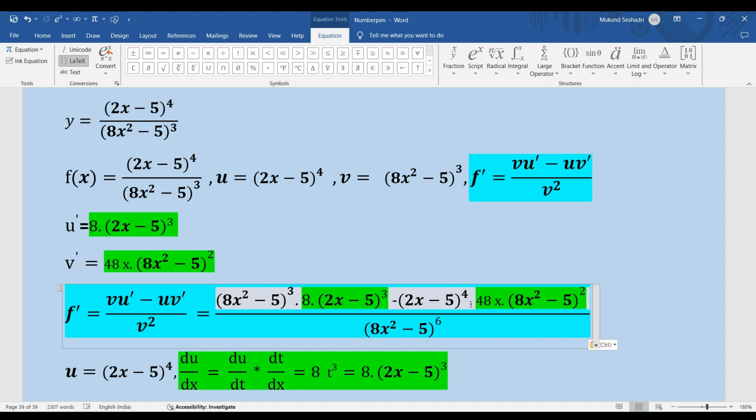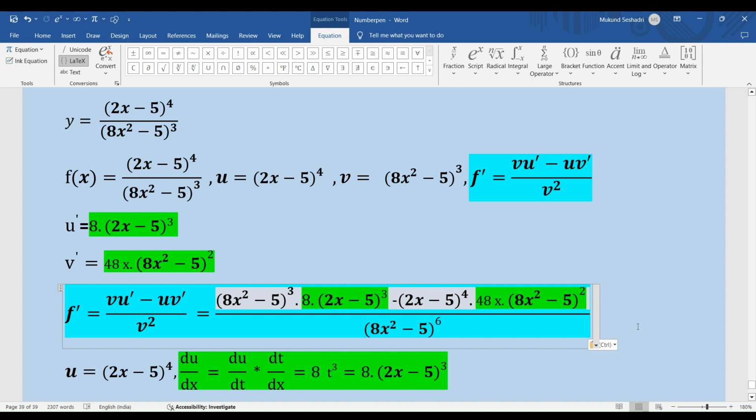My v square is nothing but 8x square minus 5 the whole cube, the whole square, which makes it 8x square minus 5 the whole power 6. And then my vu dashed is nothing but my v into u dash. So what is my v? 8x square minus 5 the whole cube. And my u dashed is what I've worked out in my previous step, 8 times 2x minus 5 the whole cube. And then I have my minus of uv dashed. My u is nothing but 2x minus 5 the whole power 4, which is the numerator. And then my v dashed is what I worked out using the chain rule, which is nothing but 48 times x, 8x squared minus 5 the whole square, right?